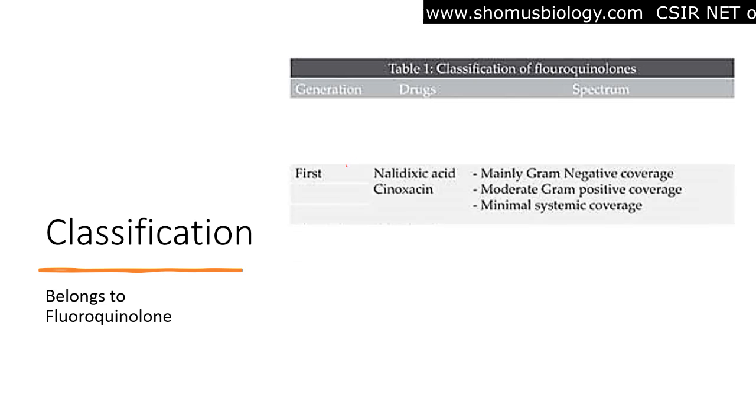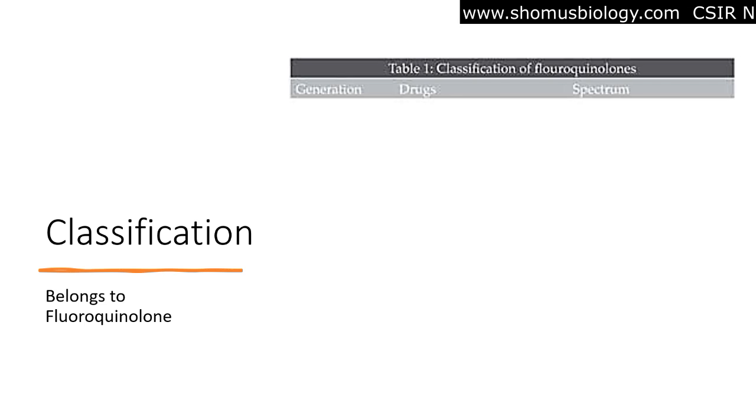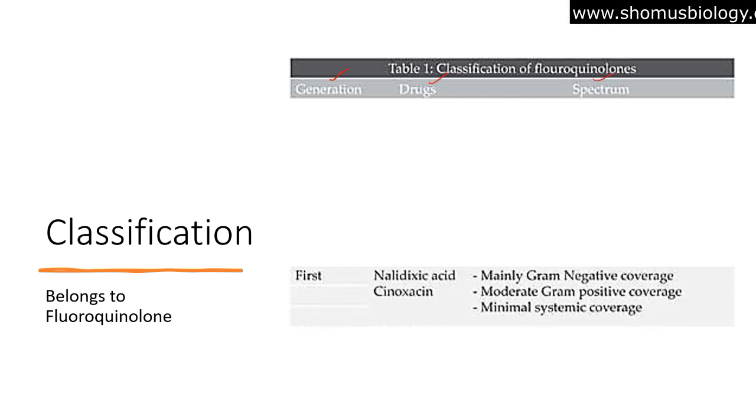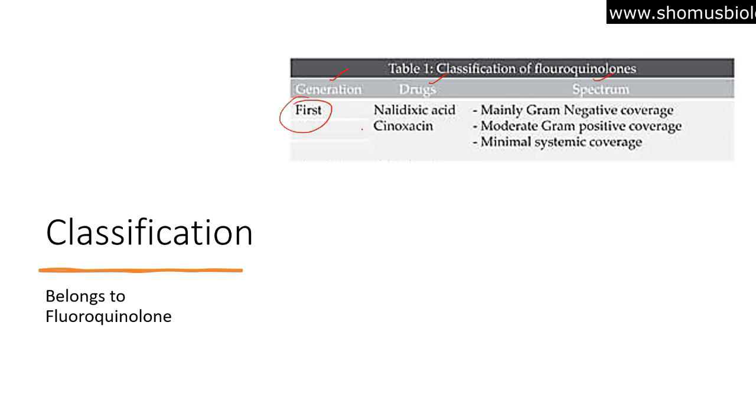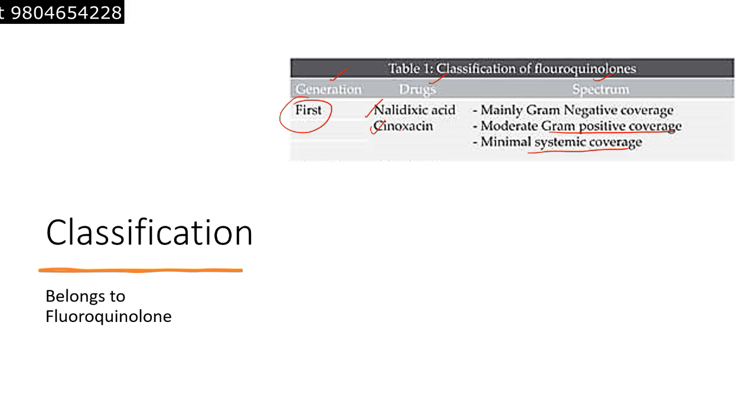So what is the classification of fluoroquinolones, the classifications of this drug? Particularly, there are three different segments: we'll be talking about the generation, the name of the drug, and the spectrum that they use. So the first generation of fluoroquinolone, example nalidixic acid, okay, and cinoxacin and nalidixic acid both. The spectrum is mainly against gram negative bacteria, moderately against gram positive bacteria, and minimal systemic coverage is present. Minimal systemic coverage, but they are mainly against gram negative bacteria and moderately against gram positive bacteria. All this, nalidixic acid and cinoxacin.